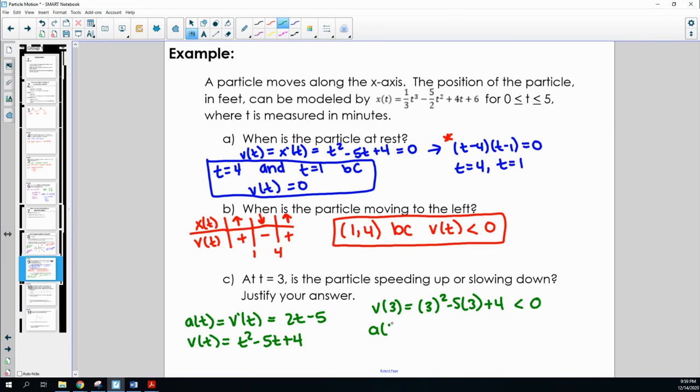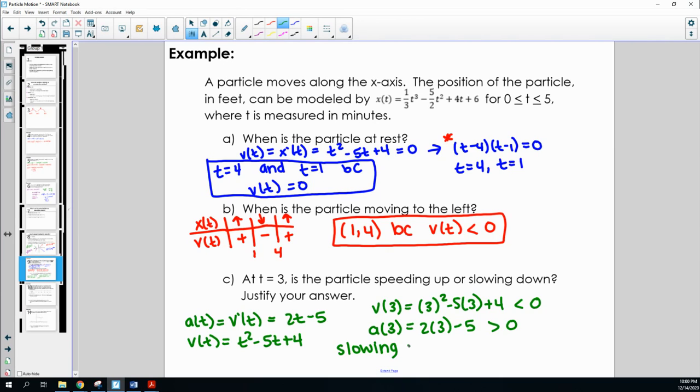I'm also going to find my acceleration at 3. So I'm going to plug 3 in for t. So 2 times 3 minus 5. 6 minus 5 is a positive number, so that's greater than 0. So since the velocity is less than 0 and the acceleration is greater than 0, they have opposite signs. So that would mean that this is slowing down.